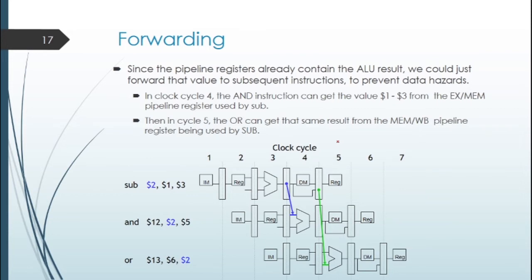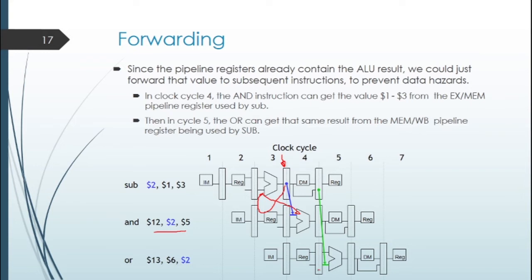We just move the data from the actual place where the data is present. For the first instruction, when it is in the fourth stage, the result is stored in the EX/MEM register. The output of the ALU is stored there. So this EX/MEM register will have the result of the ALU that can be forwarded to the input of the ALU. This data goes back to the next ALU for the next operation, the second instruction.